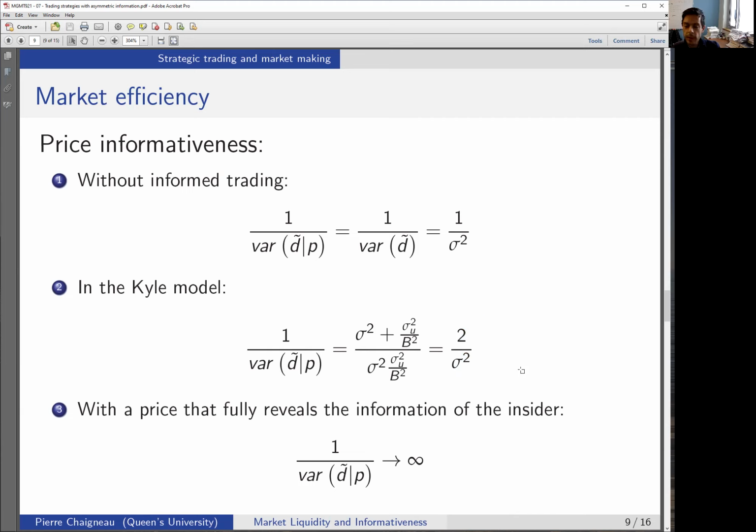Okay, so what does this mean? It means that in the Kyle model, market prices are indeed more informative than they would be without any informed trading. So they partly reveal the information of the informed trader, but they are very far from fully revealing the information of the informed trader or insider, because in principle, this could be infinite. And well, it is not. Okay, and it is all because the insider is trading strategically so as not to reveal his information.